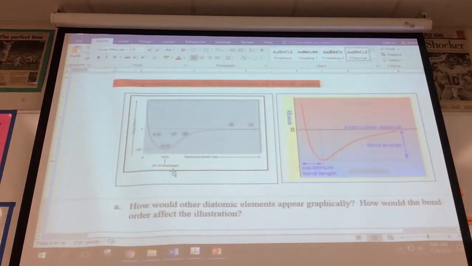If, for example, you look here, I said, how would other diatomic elements appear graphically? So what if I had chlorine gas? What do you know about the internuclear distance between 2 chlorine atoms versus 2 hydrogen atoms? Which has the larger radius? Chlorine, for sure. So that internuclear distance should be greater, so the curve should shift to the right. Those are the kinds of tricky twists they can ask, and that's why that POGIL packet is worth a look-see in regard to the graphs.